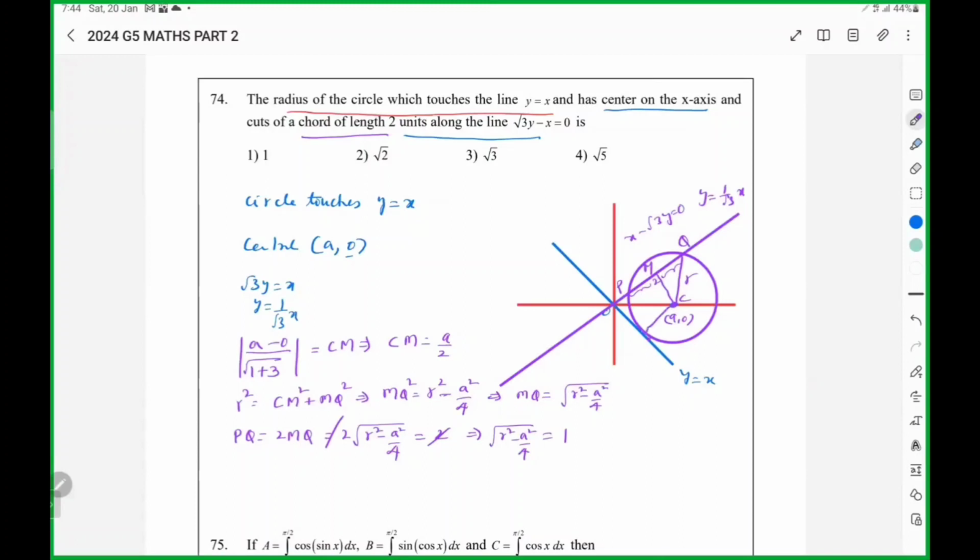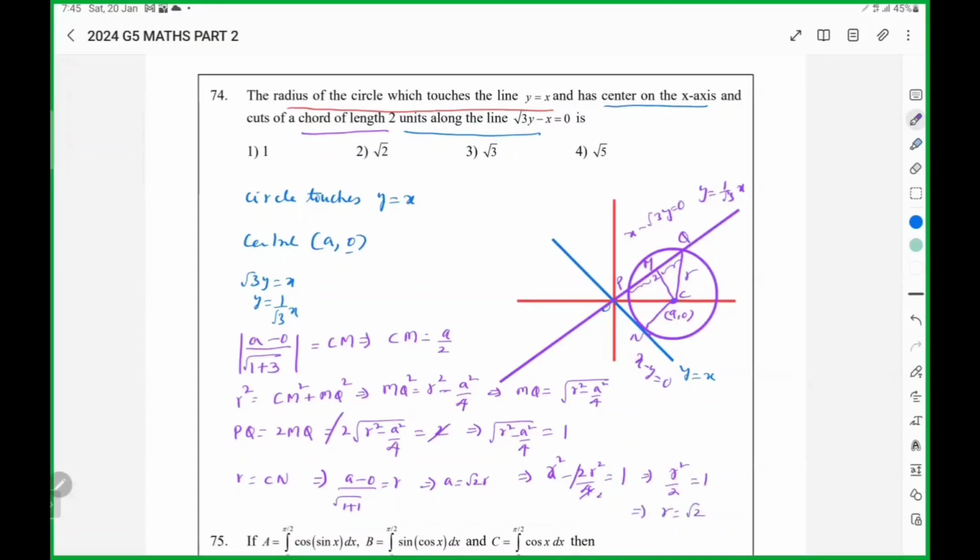And it touches y equal to x. R is equal to the distance CN. So it is x minus y, 0, A minus 0 by, so A here is root 2 R. R square minus, in place of A square, if I write R square by 2, is 1. R is root 2.